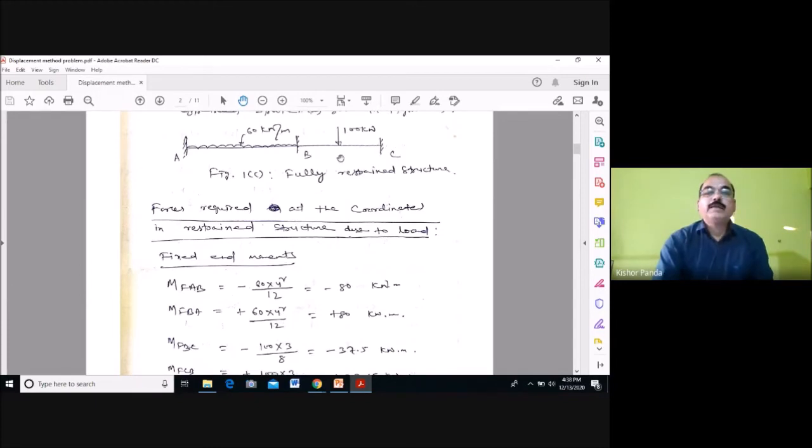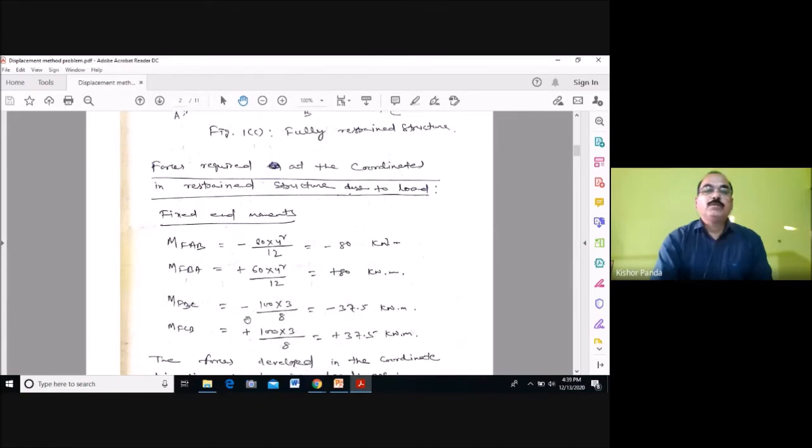Similarly, for span BC, this is fixed, so you have to find MFBC and MFCB. Because this is a concentrated load at the midpoint of BC, what is the fixed end moment at B and at C? MFBC is equal to minus WL by 8 and MFCB is plus WL by 8. So MFBC is minus 37.5 kilonewton meter and MFCB is plus 37.5 kilonewton meter.